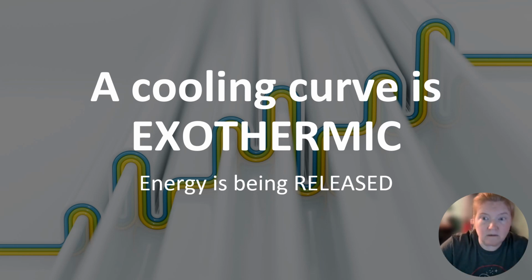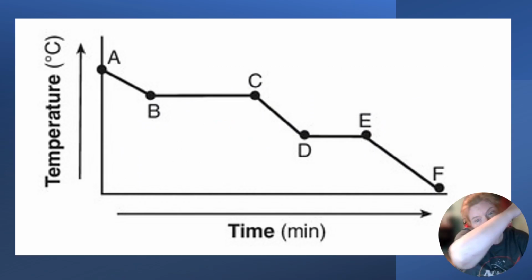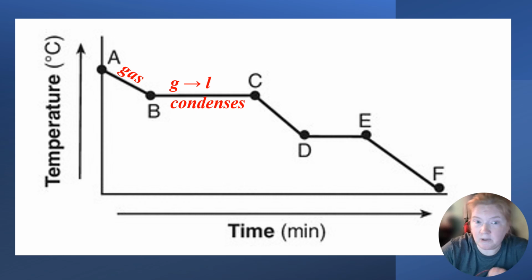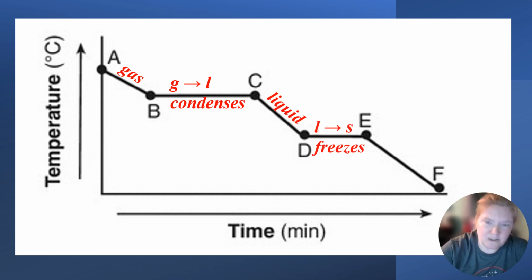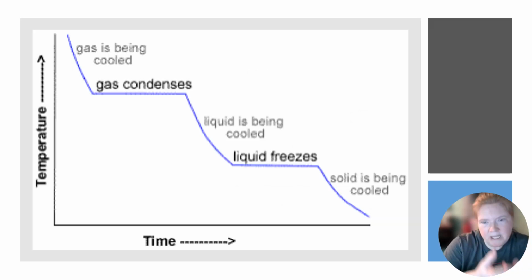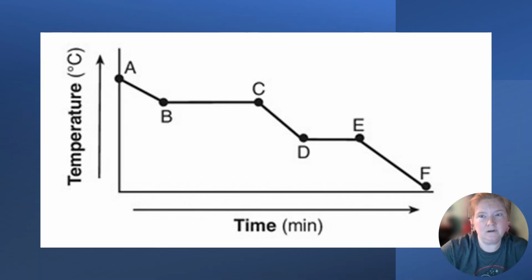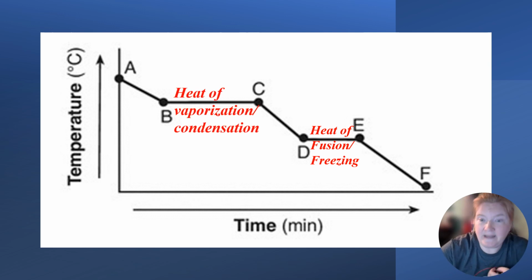Now, a cooling curve is exothermic. Energy is being released. So it looks very similar to a heating curve, except it's going in the other direction. It's going down. So we start with a gas to liquid or condensing, liquid cools, liquid to solid, it freezes, and then the solid cools. So again, you can see the gas is cooled, it condenses. The liquid is cooled, it freezes. The solid is cooled. All right, and the heat of fusion or the heat of freezing or the heat of solidification would represent it on that line, and the heat of vaporization or the heat of condensation would be represented by that line.